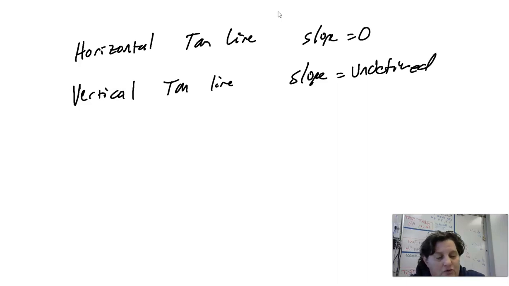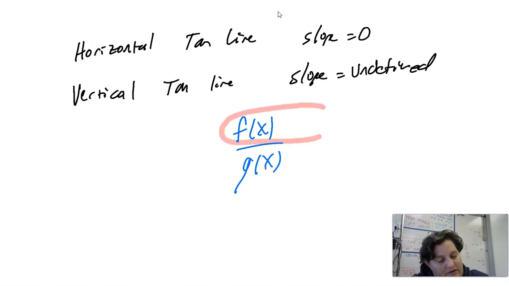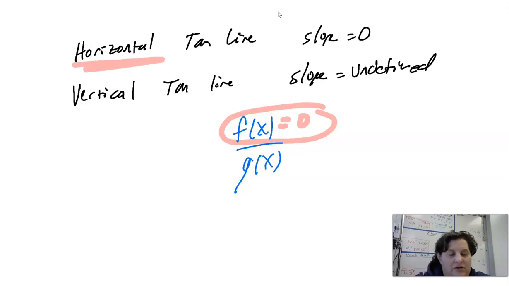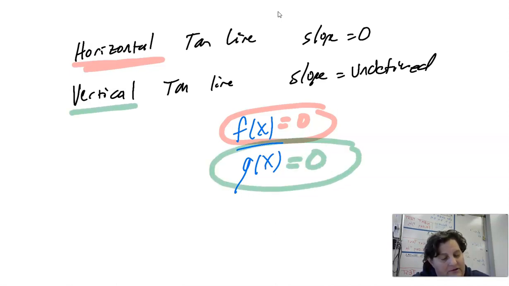Usually with these kinds of problems, you're looking at rational functions, which is basically f over g. If you're trying to find where a fraction is equal to 0, that's where the top equals 0. That gives a horizontal tangent, because 0 divided by anything is 0. If I'm trying to find a vertical, it's where we set the bottom equal to 0, because a number divided by 0 is undefined. So horizontal is when the top is 0, vertical is when the bottom is 0.